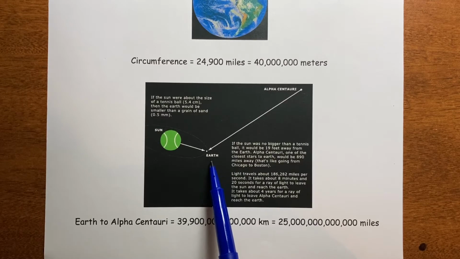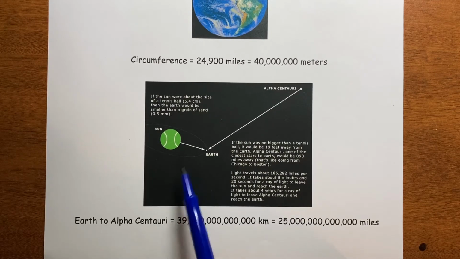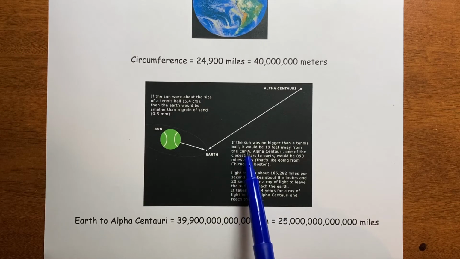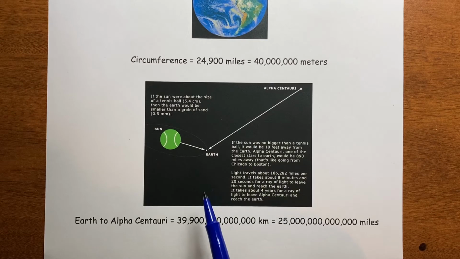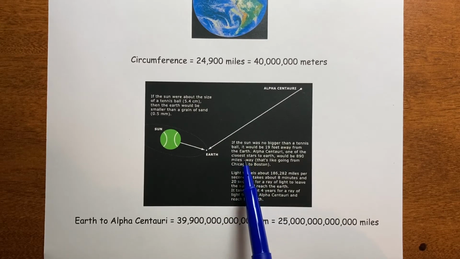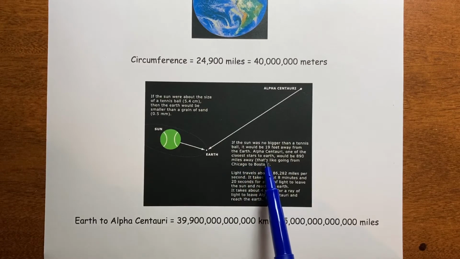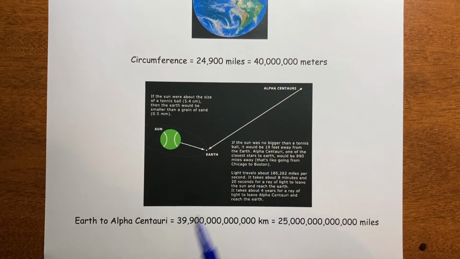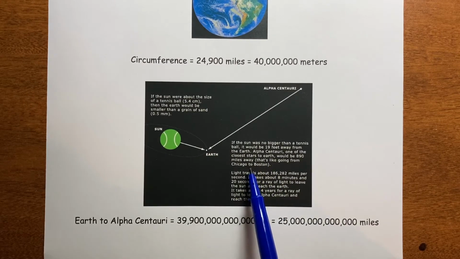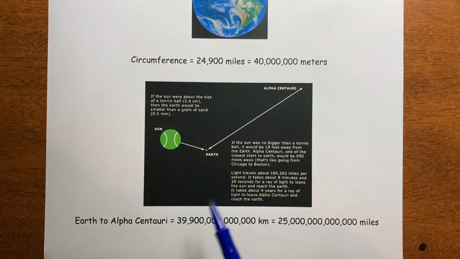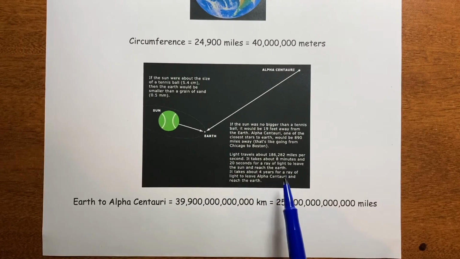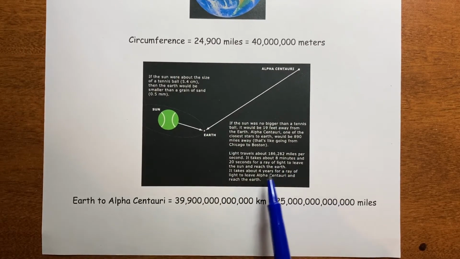But where would the grain of sand be relative to the sun and the nearest star, Alpha Centauri? Well, if the sun was no bigger than this tennis ball, it would be 19 feet away from us. So 19, 20 feet away, and we're smaller than a grain of sand. That's actually how far the Earth is from the sun. Alpha Centauri, one of the closest stars to the Earth, would be 890 miles away from us. So light travels at about 186,282 miles per second.